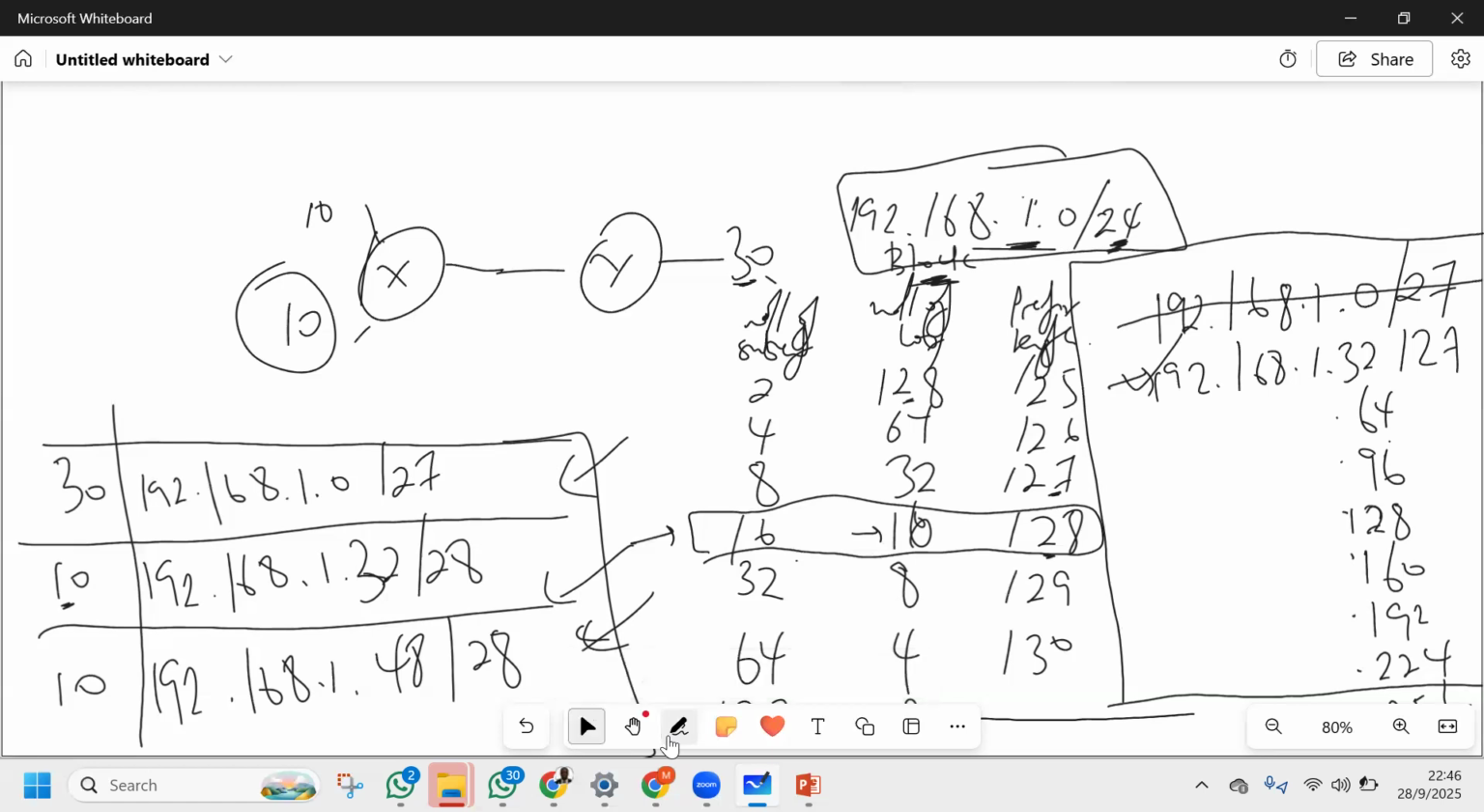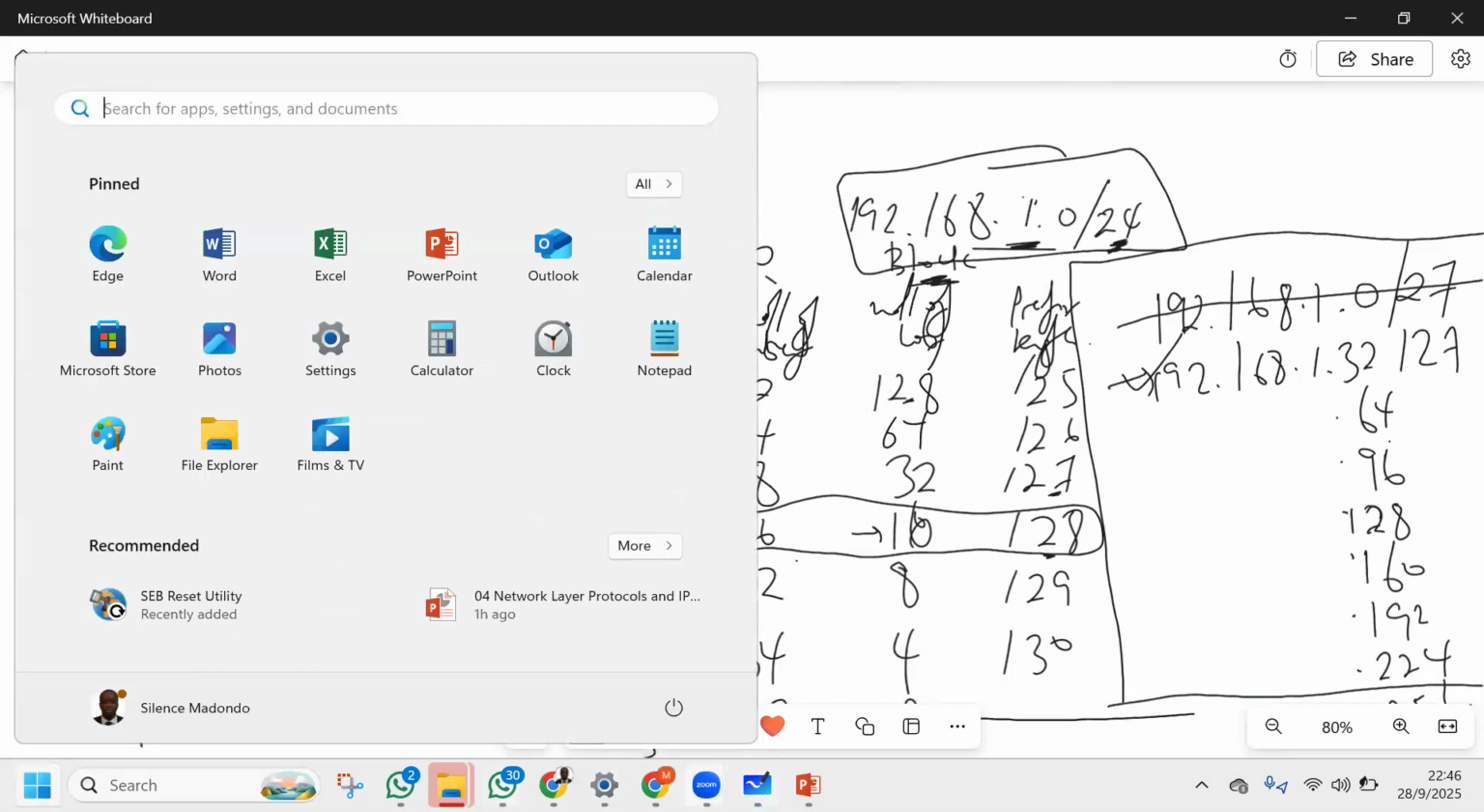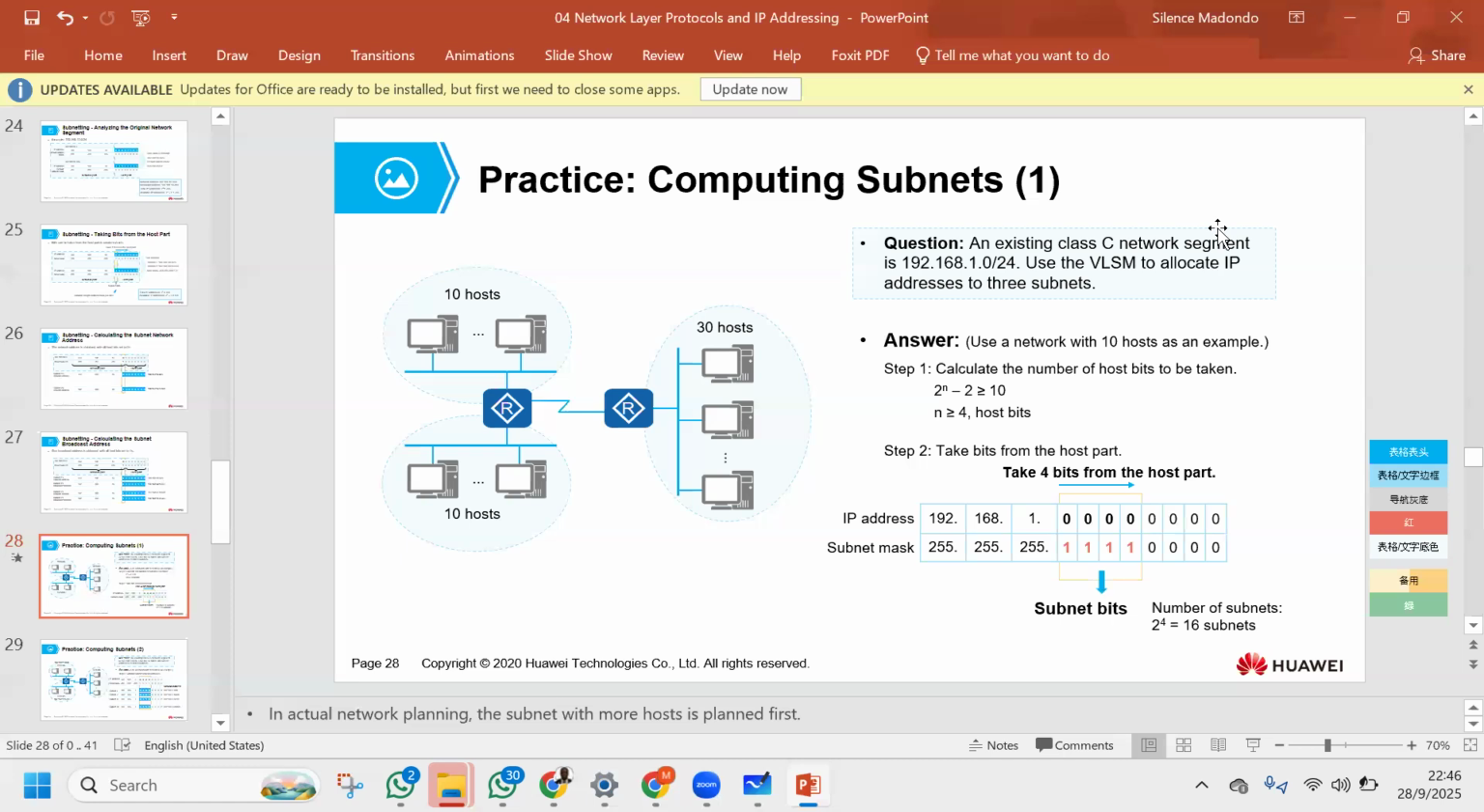Moving on. Let me see how much we have left. I think we can finish this one. So where were we?